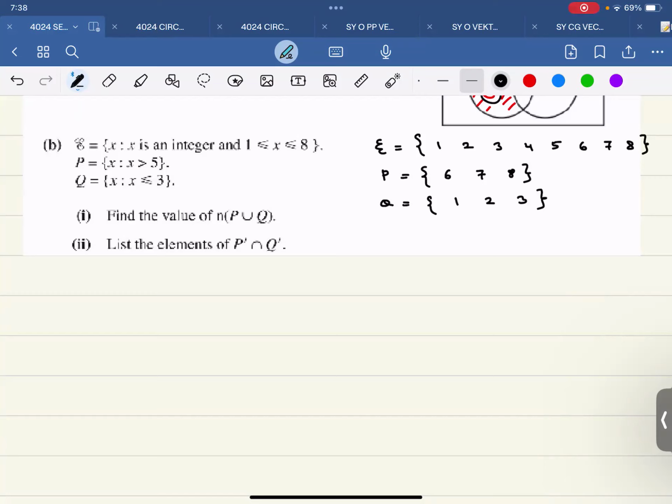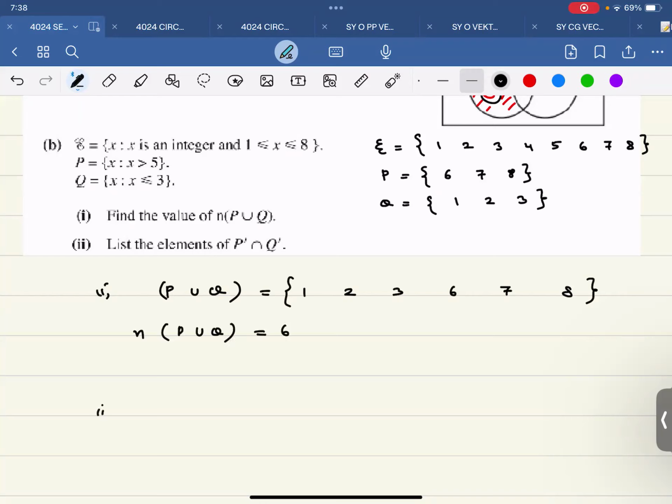Find the number of elements in P union Q. So it's your choice. I think it's a good idea to first write P union Q. That is 1, 2, 3, 6, 7, and 8. And once you have written it, then write down the number of elements of P union Q, that is 6.